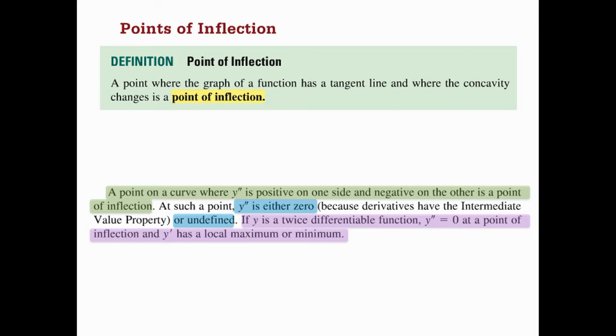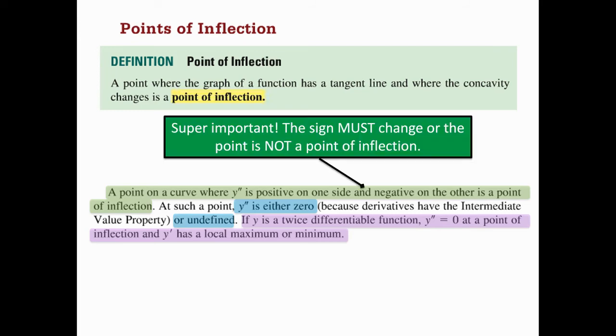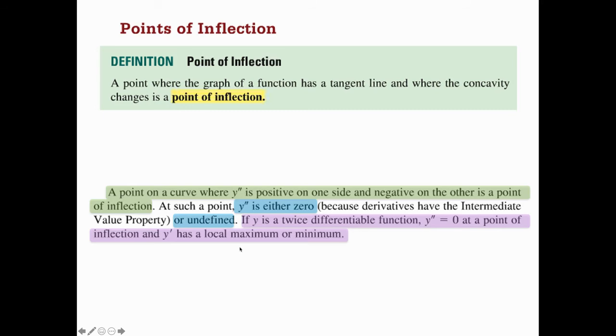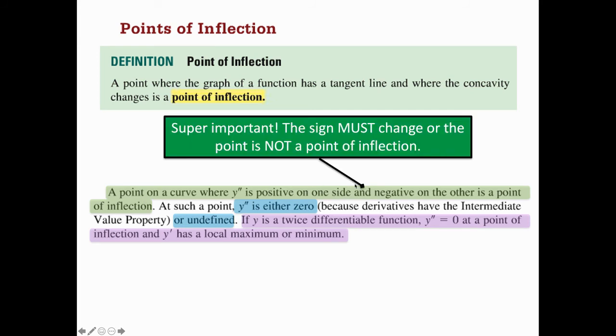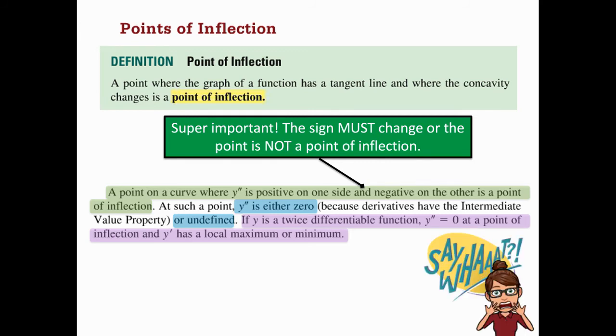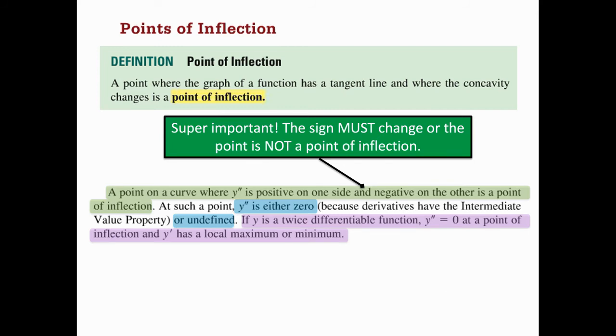Now this is really important because this process is very similar to finding critical points, but they do have a slight difference. A point on a curve where the second derivative is positive on one side and negative on the other is a point of inflection. So what that means is there must be a change in sign. That's super, super important. So where do you look? Remember when we're trying to find extrema, we look at our critical points, where the first derivative is 0 or doesn't exist. The same idea applies with points of inflection, so that's handy. You look at where the second derivative is either 0 or undefined.